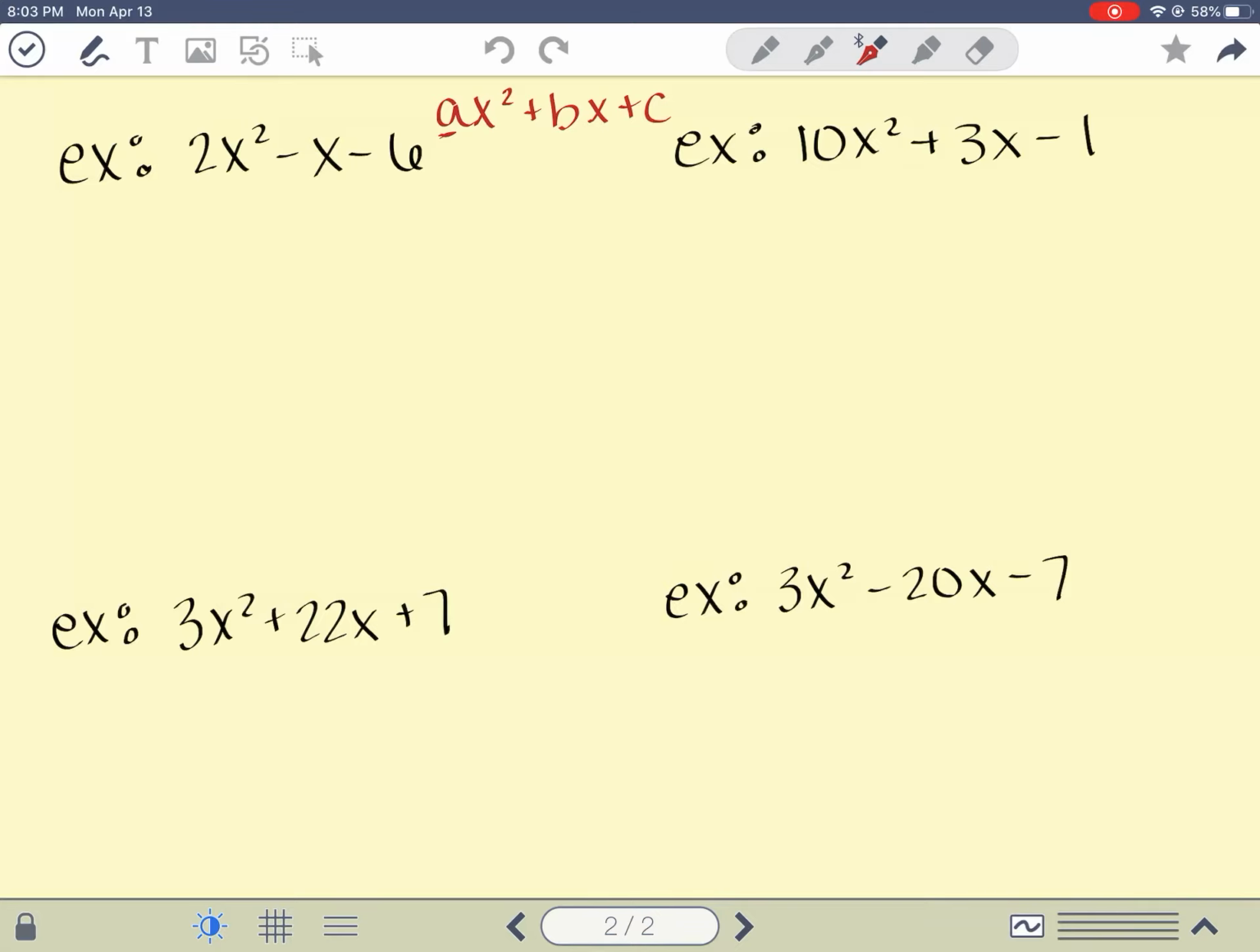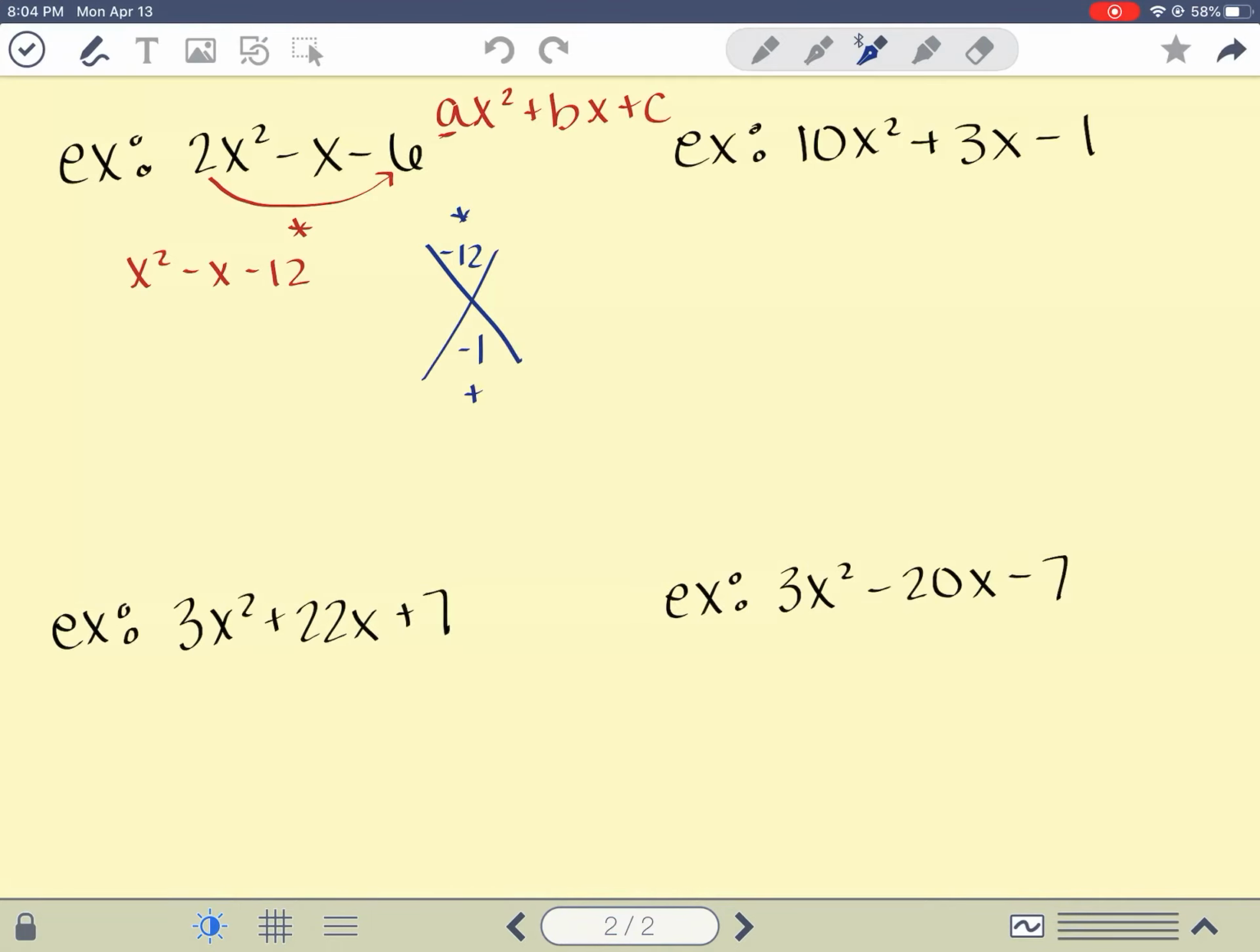In our next example, we've got 2x squared minus x minus 6. Remember, it's called the slip and slide method. So we are going to slip this 2 to the back and multiply it: x squared minus x minus 12. And then we are going to factor it like we normally would.